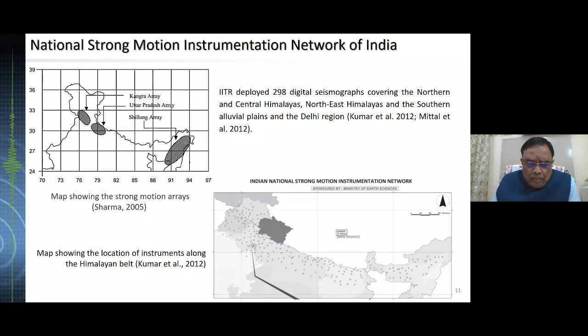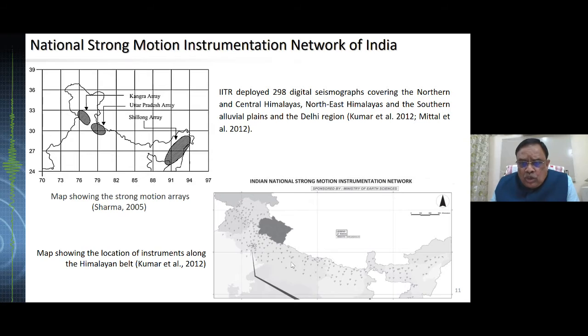IIT Roorkee actually deployed something like 298 digital seismographs covering the northern and central Himalayas. This is what we call the Kangra Array and Uttar Pradesh Array. And then the Northeast Himalayas and the southern alluvial plains of the Delhi region, Northeast India, we call the Shillong Array, as shown in Professor Sharma's work at IIT Roorkee. Later, this was replaced by a total of 298 digital seismographs covering the northern and central Himalayas and northeast Himalayas, which I showed you here by Kumar et al. 2012.